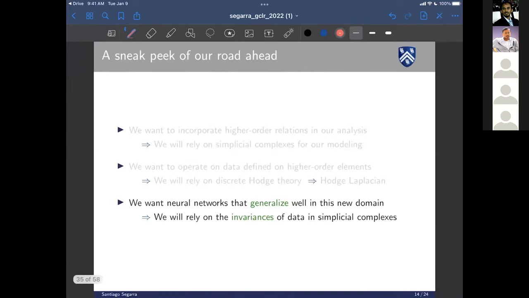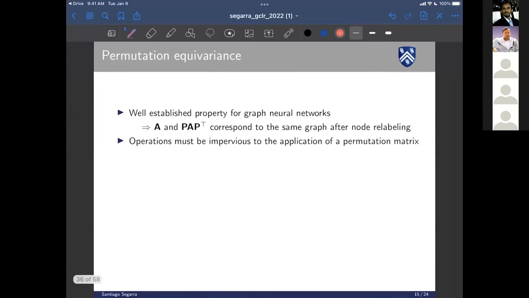So this is indeed the next point. We want neural networks that generalize well. So instead of simply posing an architecture and seeing experimentally that it generalizes well, let's pose desirable features that promote generalizability, and then build an architecture that satisfies those features, or at least determine what requirements are needed for those features to be satisfied. So what are these properties?